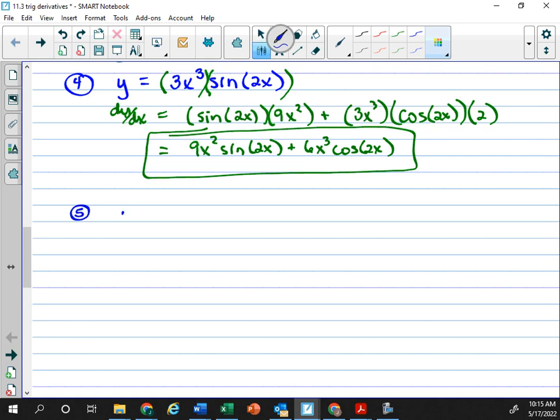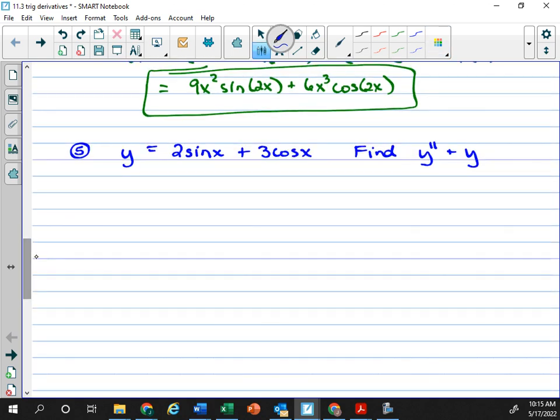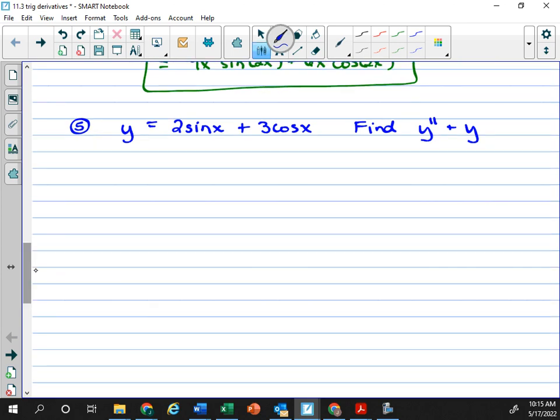All right, this one, y equals 2 sine of x plus 3 cosine of x. You are going to find y double prime plus y. Okay. It sounds worse than it is, I promise. Find the derivative, find the second derivative, add it to your original, and see what you get.